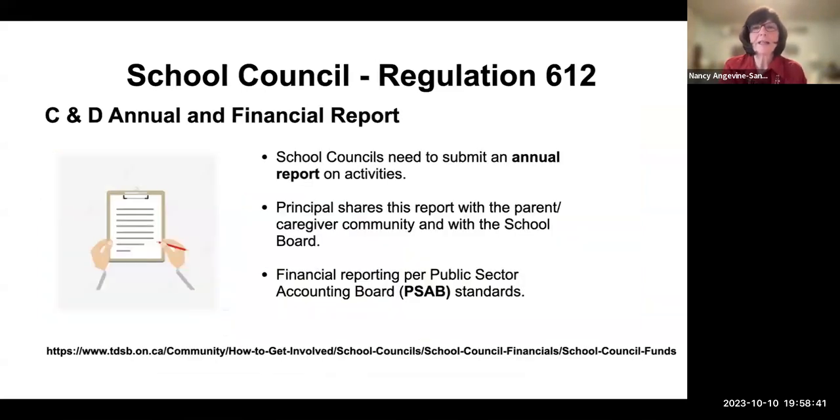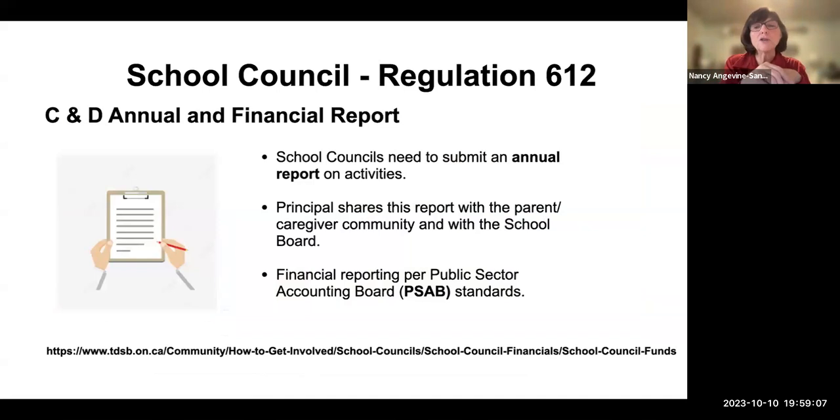And the final thing that Regulation 612 says you must look at is annual and financial reports. So they have to submit an annual report on your activities. It can be very basic. This is what we did this year. This is why we did it. This is whether it was successful or not. And the principal will share that report with the parent caregiver community and with the TDSB.